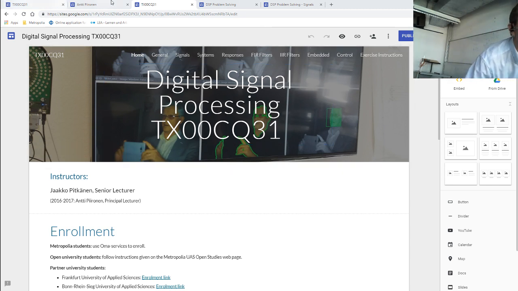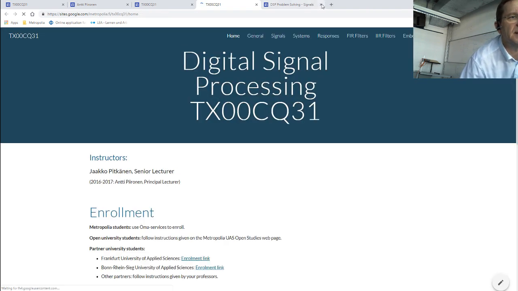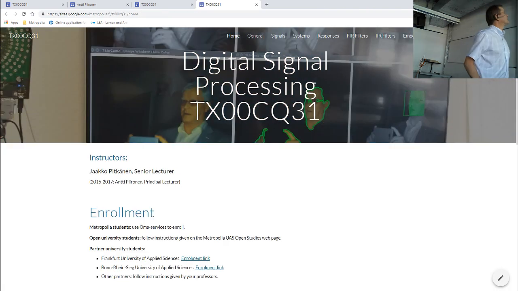Oh, it doesn't show the correct one. You published site. So we will be using this site. There, if you want to have some Metropolia credits, go and do the enrollment, and also get some feedback for the exercises.